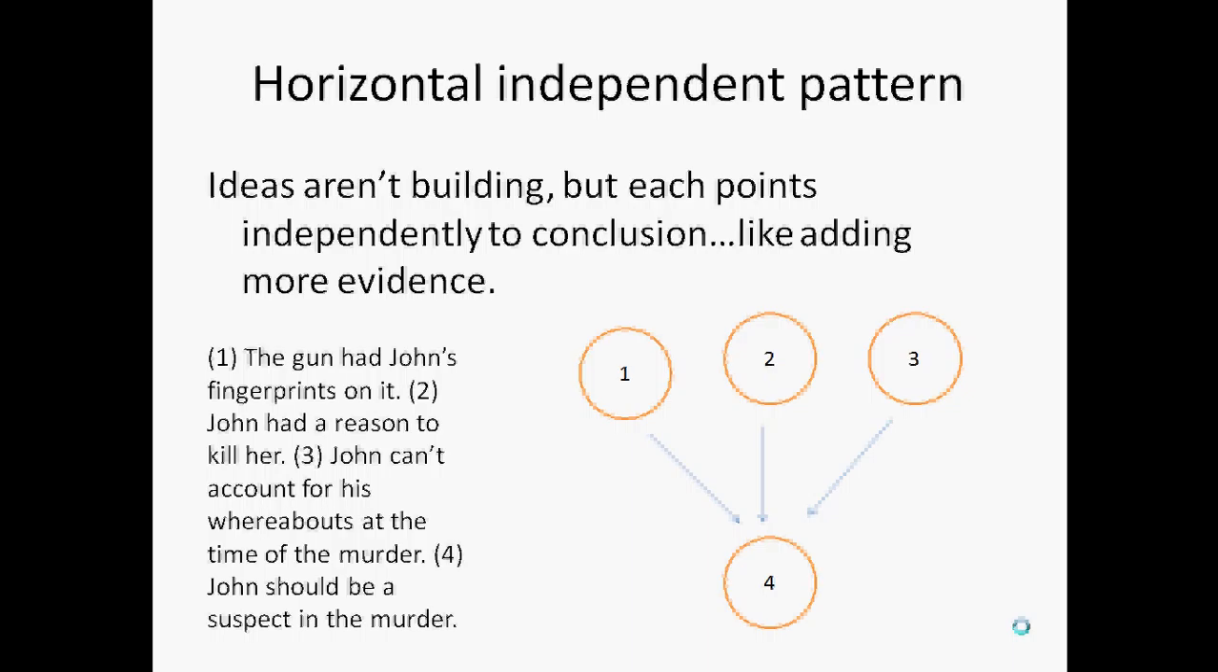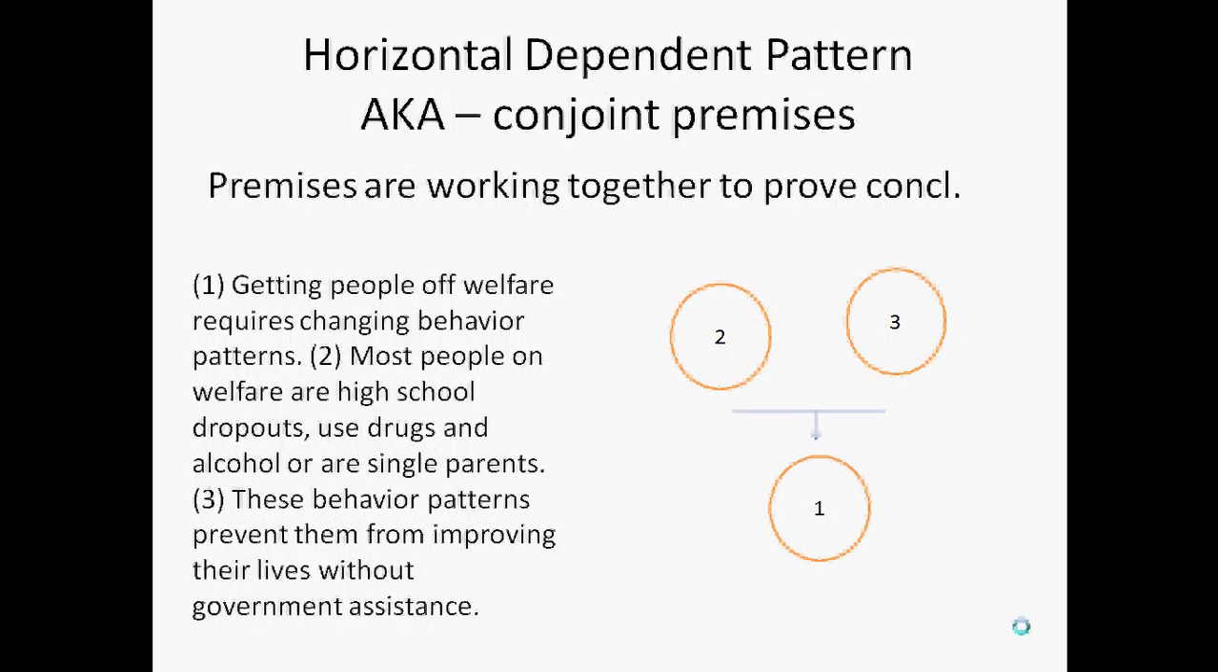On the other hand, we have what we call the horizontal dependent pattern, aka conjoint premises, and this is where the premises are pointing directly towards the conclusion, but they're also working together to prove it. And so here: getting people off welfare requires changing behavior patterns. That's our conclusion. Most people on welfare are high school dropouts, use drugs and alcohol, or are single parents. These behavior patterns prevent them from improving their lives without government assistance.